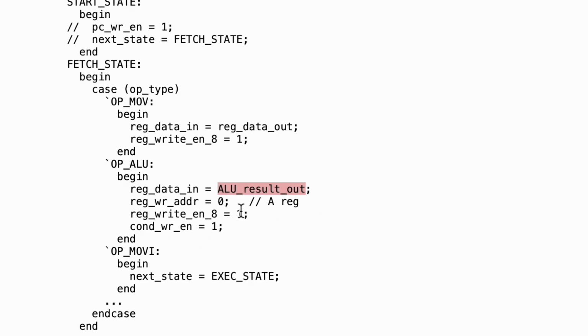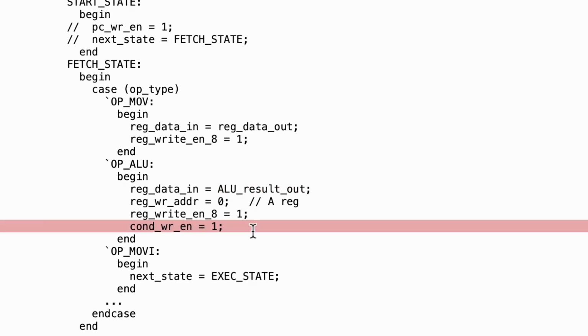So whatever the ALU is computing during the fetch cycle will be used on the rising edge of the clock to load one of the registers. And at the same time we also want to update the condition code registers, so we are raising the condition code write enable signal.